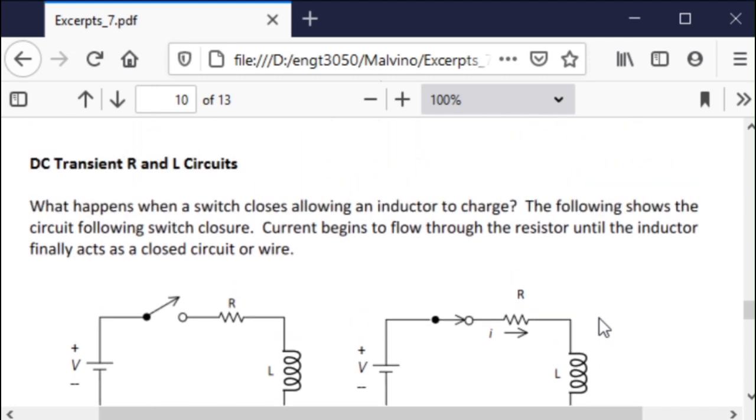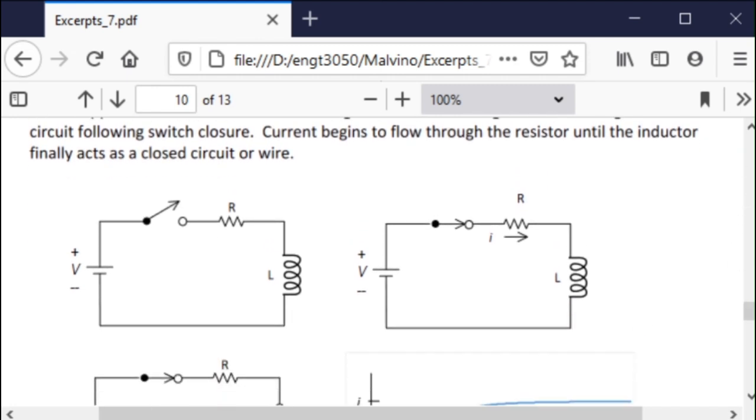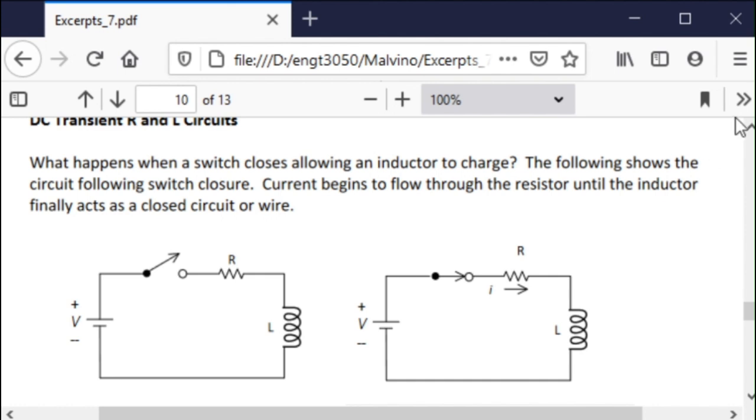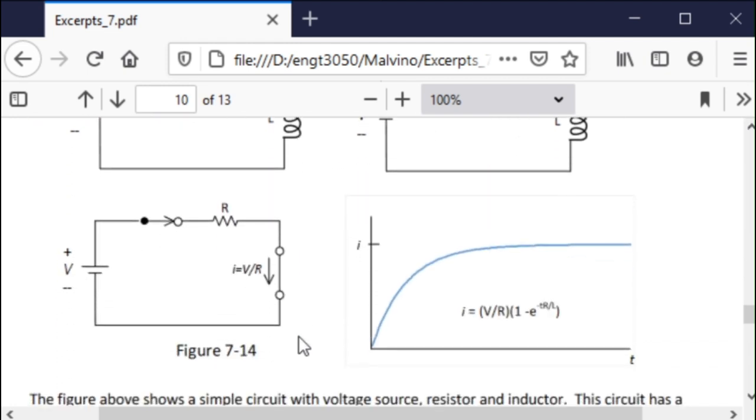Same thing with an inductor circuit. Okay, we've got an inductor here. We've got a circuit with an inductor, and with it, we look at current instead of voltage. Current goes up with the same equation: 1 minus e to the minus t over tau, or t times R over L.